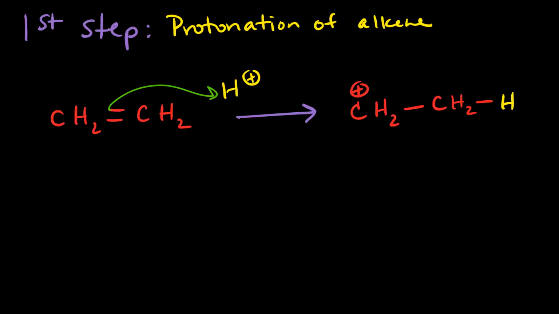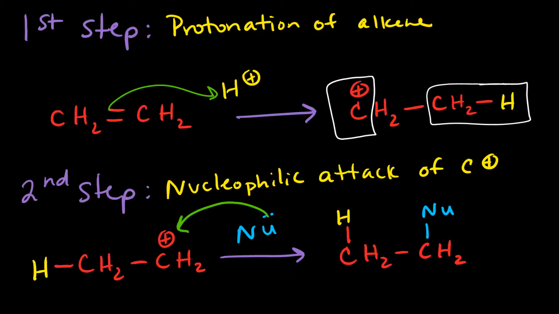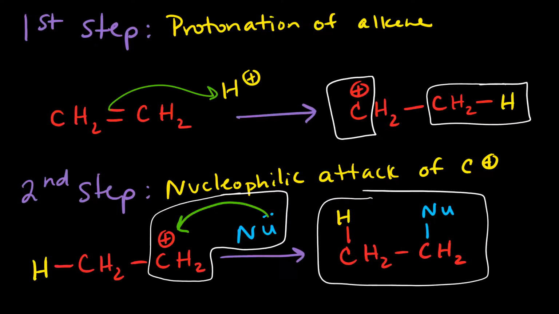The first step of both of these reactions is going to be the pi electrons of the alkene attacking some acidic proton. So you get protonation on one side of the alkene, and the other side is left as a carbocation. The second step of both of these reactions is going to be the attack of some nucleophile to that carbocation, and in the end we're going to get an addition product.